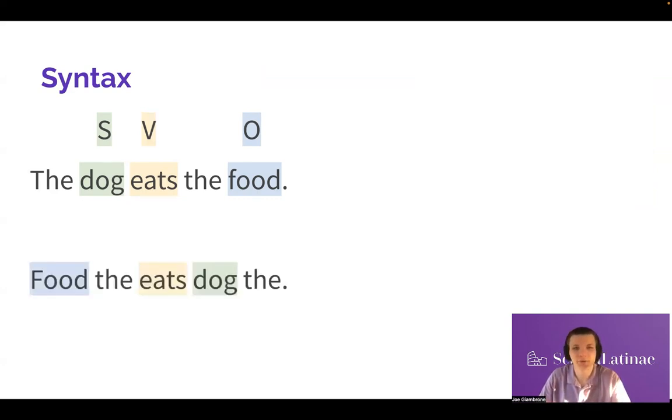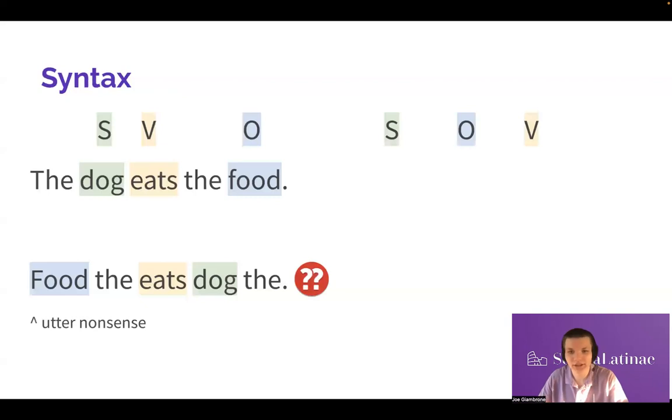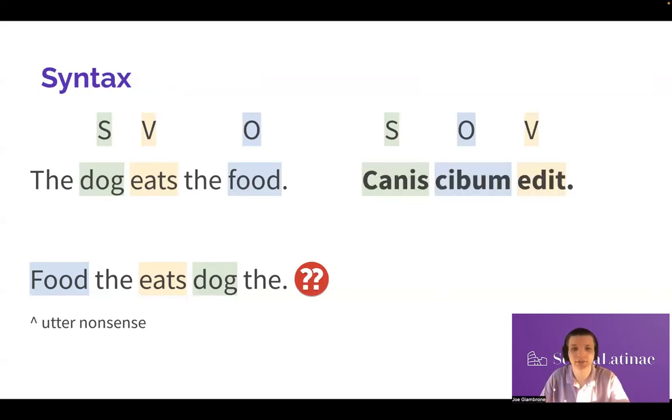However, if I said food that eats dog what? That means absolutely nothing, quite the blunder. And so notice that in English, our word order is a lot more rigid. However, Latin doesn't have this issue as much. It primarily uses subject, object, verb. So the equivalent sentence in Latin would be canis cibum edit, which literally is dog food eats.